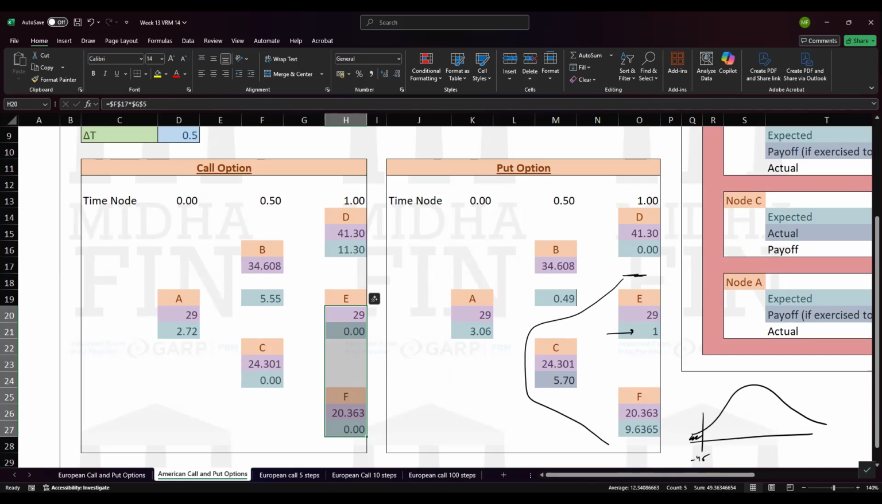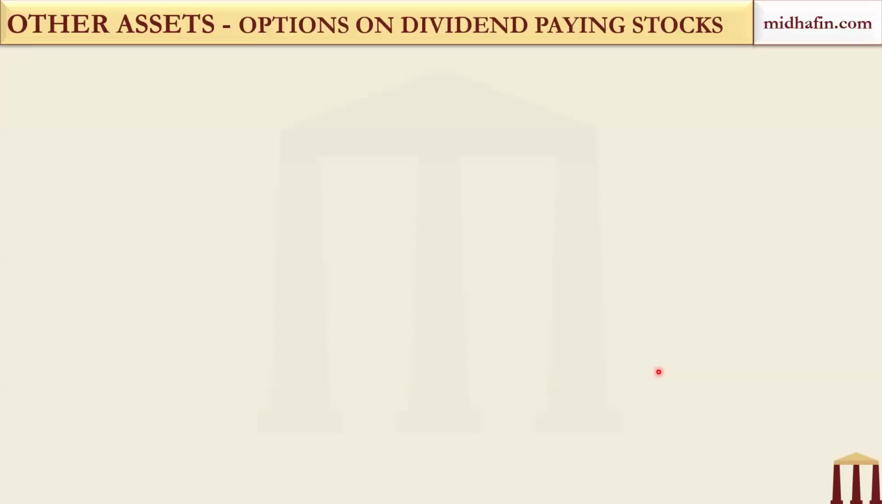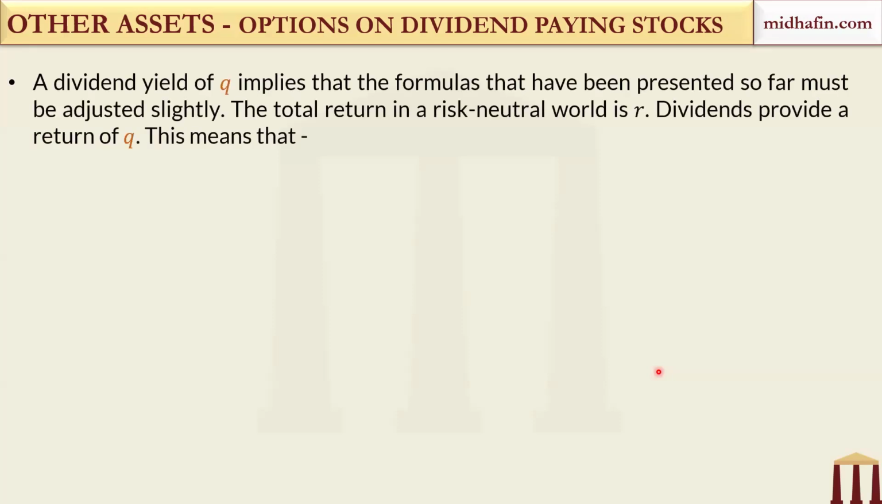Excellent question, I'll say. Now let us go back to the PPT. This part I'm not going to explain at all because it's the same structure. The only difference is that now you have a dividend yield of Q, so the formula changes to R minus Q instead of R. If you remember the logic I gave in the beginning when we were doing valuation of forwards and futures, you don't need to remember the formulas. You just need to understand where the income and the costs are.